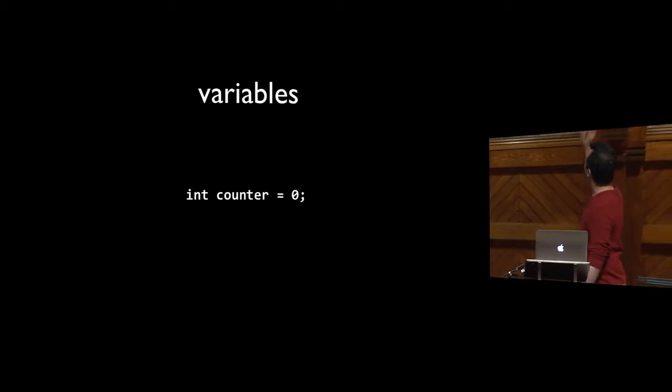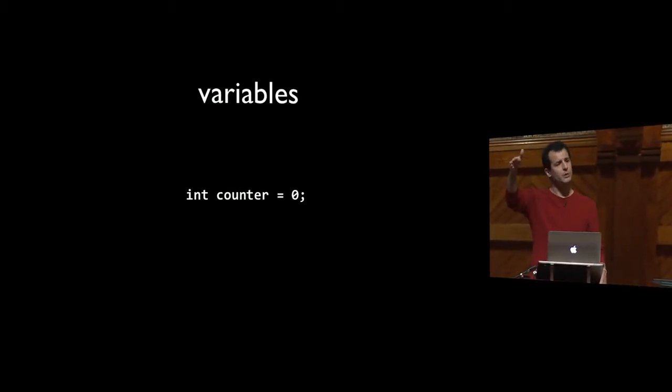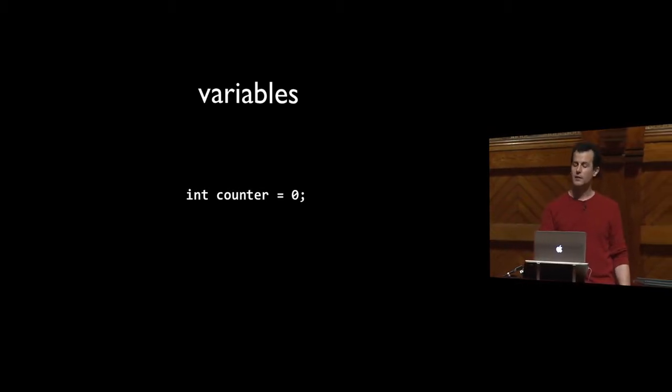With variables, meanwhile, we had lines of code like this, which could be two lines. You could declare an int called counter, semicolon, or you can just declare and define it, so to speak, give it a value at the same time.